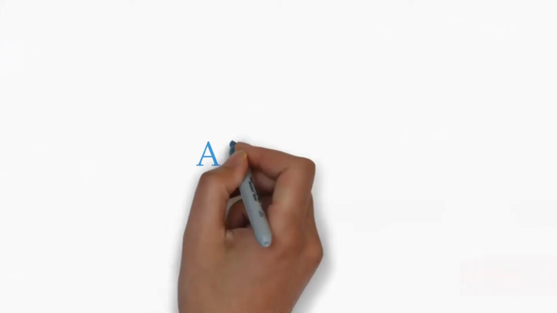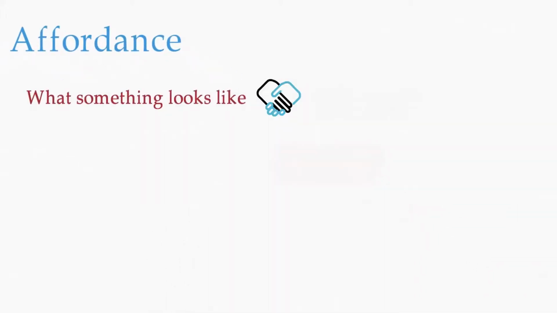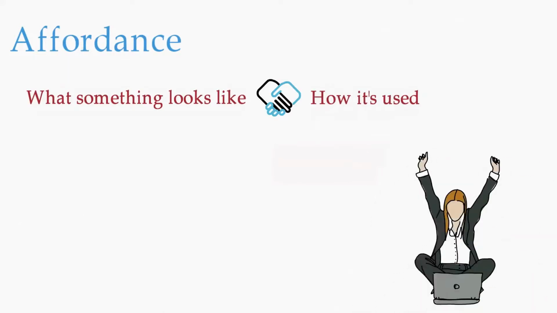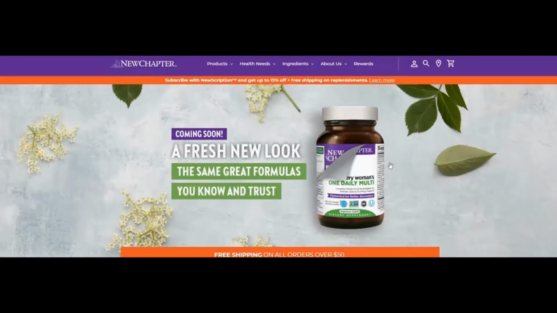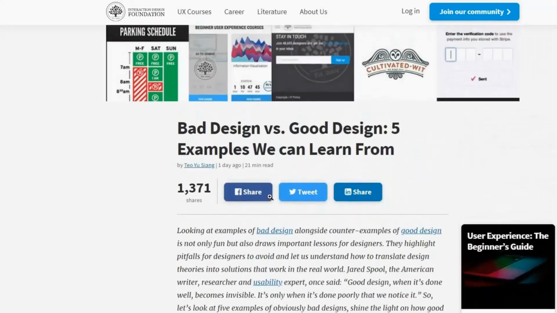The next principle is affordance. Affordance is the relationship between what something looks like and how it is used. It is a term used to refer to an attribute of an object that allows people to know how to use it. For designers, it means as soon as someone sees something, they have to know how to use it. For example, in newchapter.com, when you see a cart icon, you immediately know that it contains the items that you have added for buying. You can apply design principles to change a bad design to a good design.